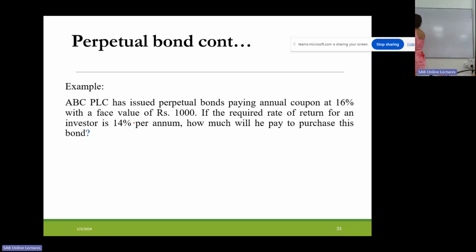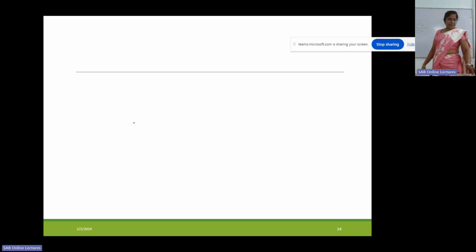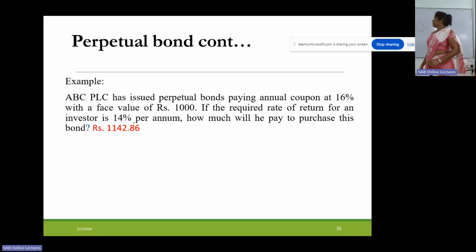So simply value is equal to coupon. The coupon rate is 16%, so the coupon is 160, divided by the required rate of return. The discount factor is the required rate of return. So coupon divided by the discount factor. The intrinsic value is 1142.86. So this is the perpetual type bond: no maturity, only the coupon for an indefinite period.